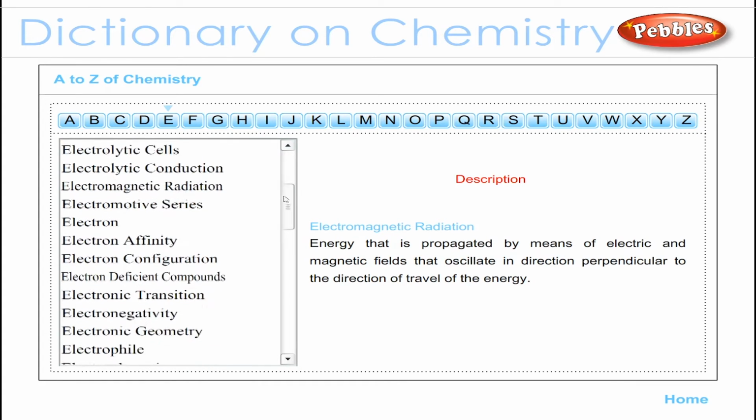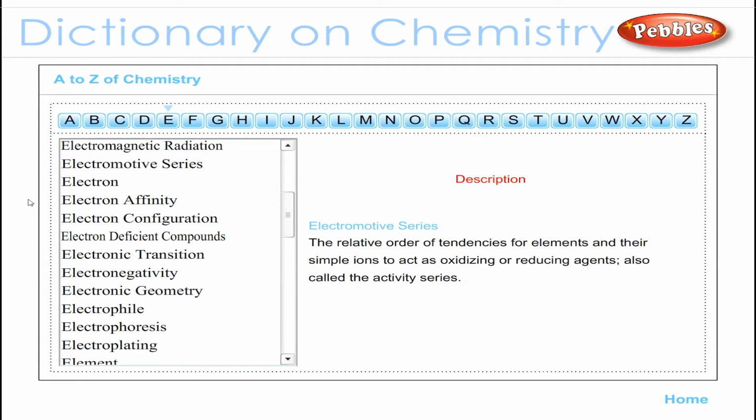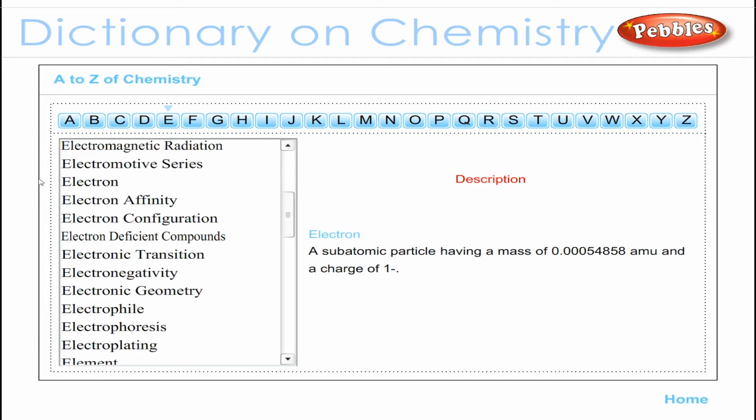Electromagnetic radiation: energy that is propagated by means of electric and magnetic fields that oscillate in directions perpendicular to the direction of travel of the energy. Electromotive series: the relative order of tendencies for elements and their simple ions to act as oxidizing or reducing agents, also called the activity series. Electron: a subatomic particle having a mass of 0.00054858 atomic mass unit and a charge of 1 minus.